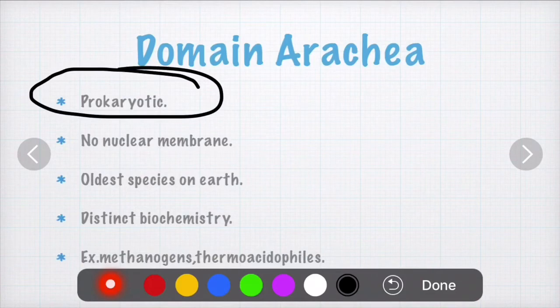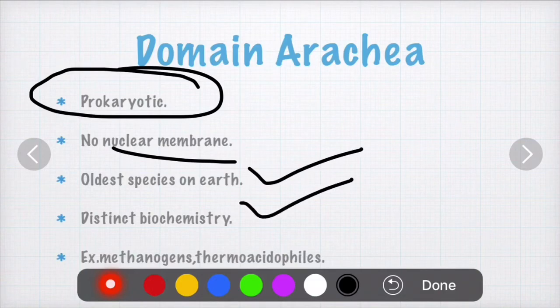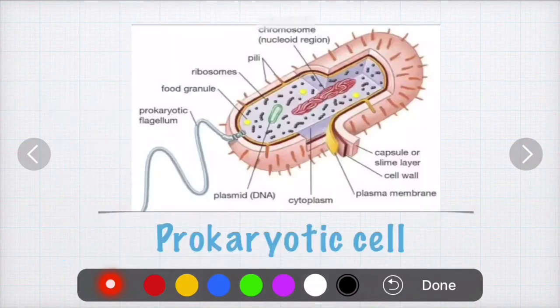The microbes, all the microorganisms that come under the Archaea, are prokaryotes, because their DNA is not enveloped with any kind of membrane. It has a naked DNA, so there is no nuclear membrane. These are the oldest species. They have a distinct biochemistry, for example, methanogens and thermoacidophiles.